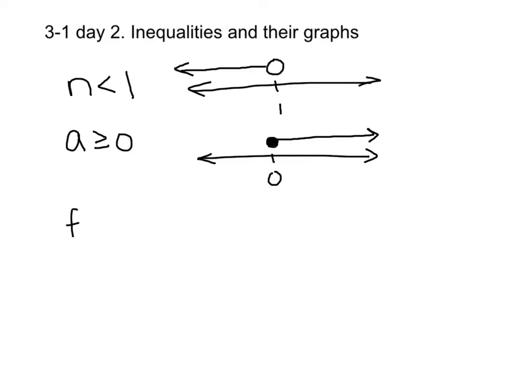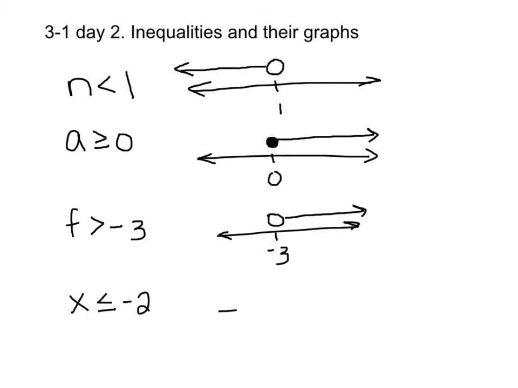All right, let's look at f is greater than -3. Number line, -3. It does not have the equal to part, so it only gets an open circle showing that the line begins here, and it goes to the right because greater than goes to the right. And then finally, x is less than or equal to -2. -2 goes in the middle. Solid because it says equal to, to the left because it's less than. So all numbers that are less than -2 are part of the solution.